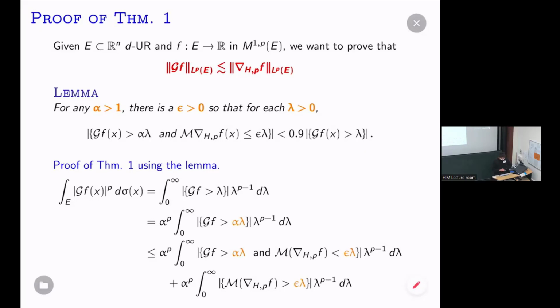So of course, we start with the LP norm of the square function. We write this layer cake decomposition. We do a change of variable, nothing much from here. But now here we have this alpha lambda, which appears here. So we split this set into two. So this part and this part. So these are sort of complementary. One is where the maximal function of the gradient is small, and the other where the maximal function of the gradient is large.